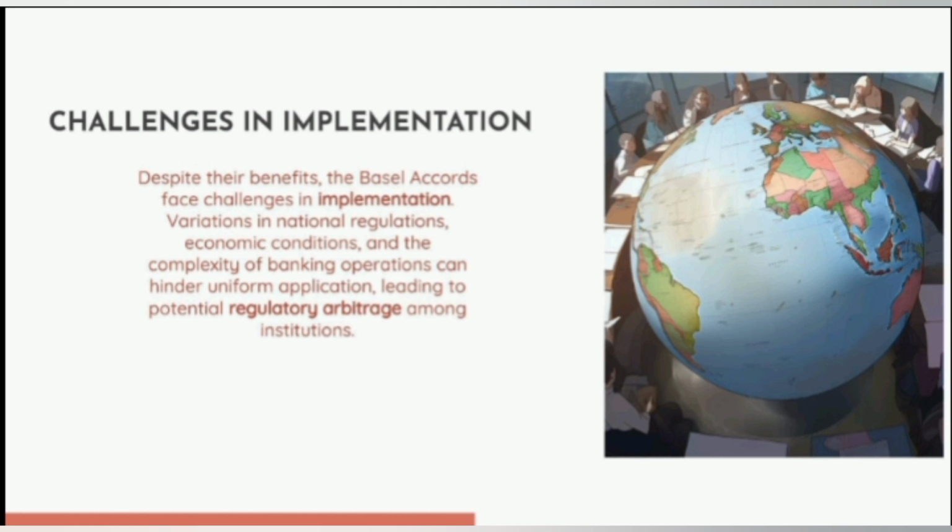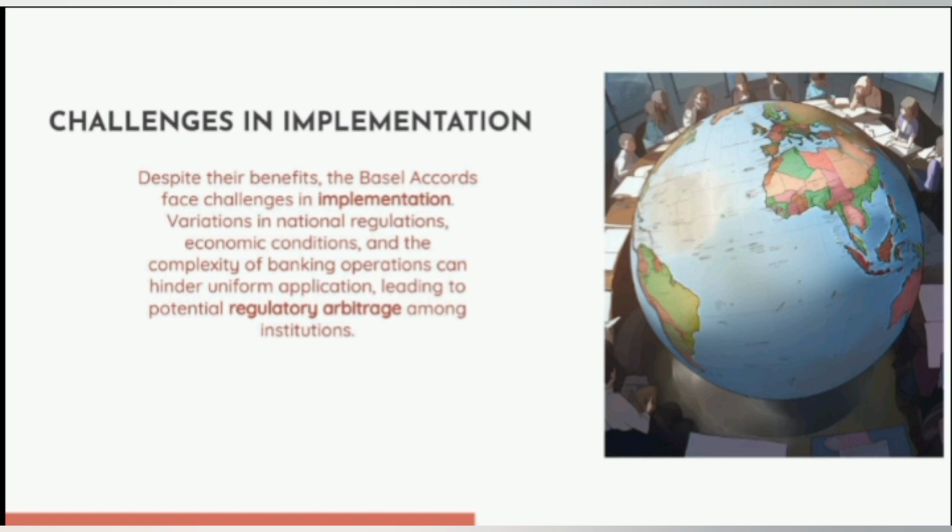The second, we have economic condition. Economic conditions such as GDP growth, inflation, and interest rate vary across countries. Countries have different systematic risk profiles affecting regulatory priorities. Differences in financial market structures such as banking systems and capital markets impact implementation.